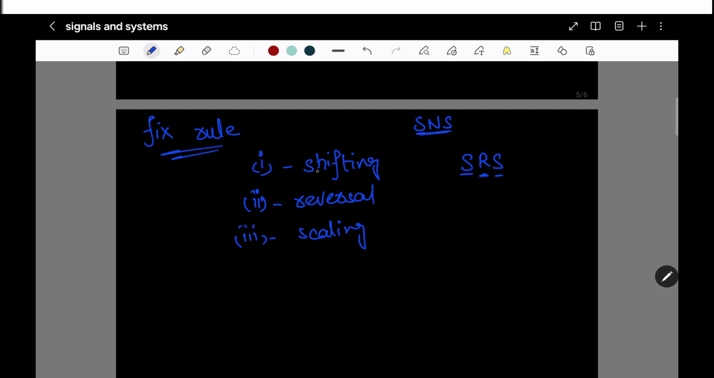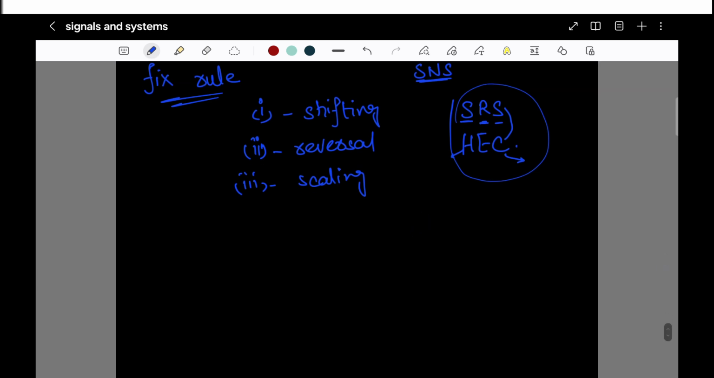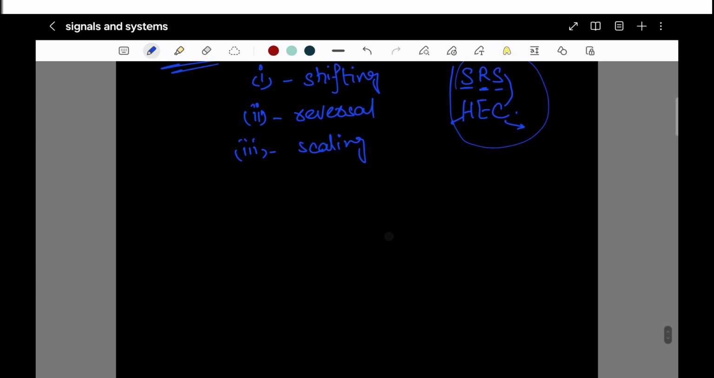Now to remember whether the shifting or the scaling is the first one or the last one, you can remember this another word, which is HEC, the second letter of all these words. So H is for shifting and C is for scaling. So these two words will help you to remember the fixing rule.